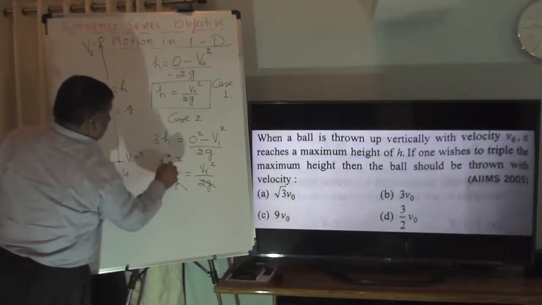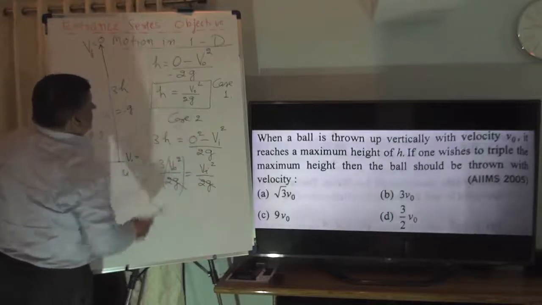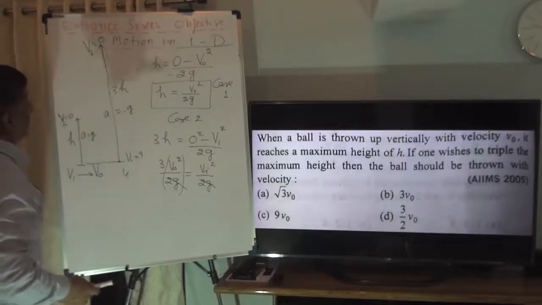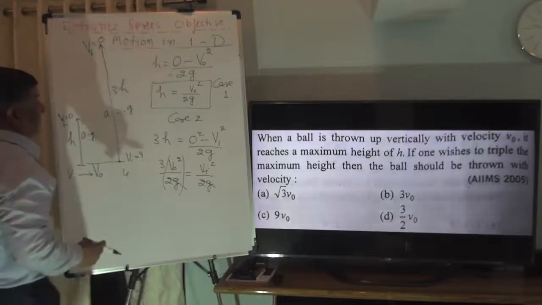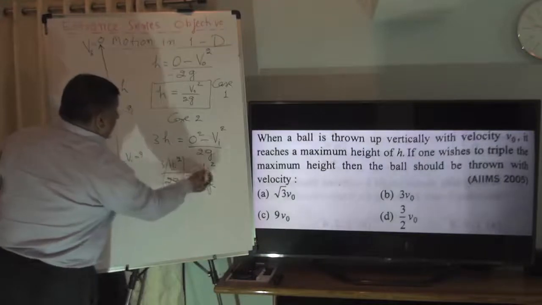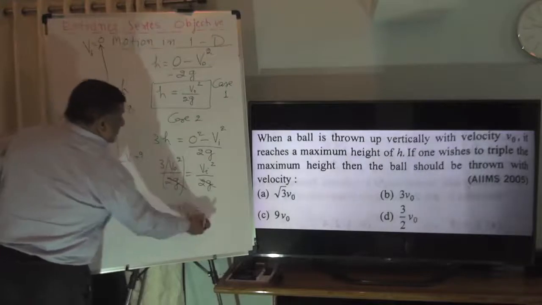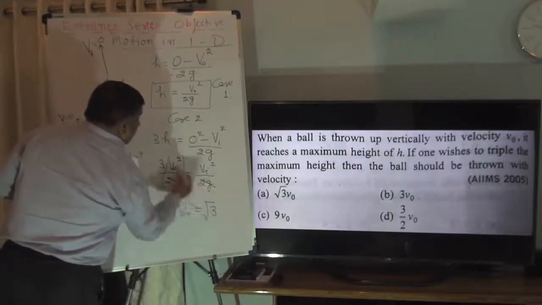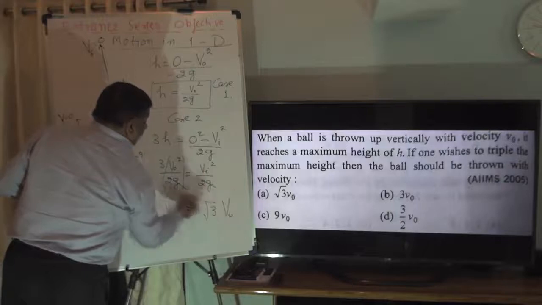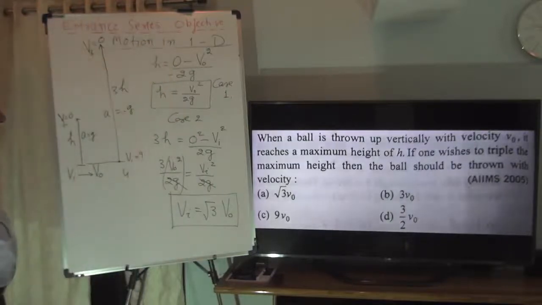Three h is equal to vi square upon 2g. So vi square is equal to 3 v naught square. Take the square root of each side. So vi is equal to root 3 into v naught. Is it the correct one? If there is a mistake, then you can find out where the mistake is.